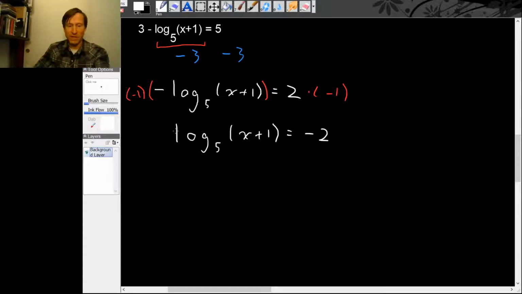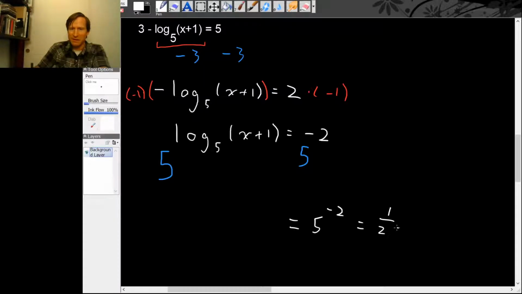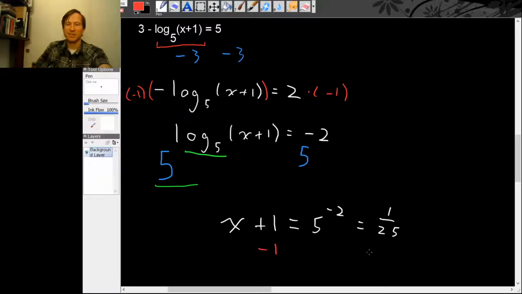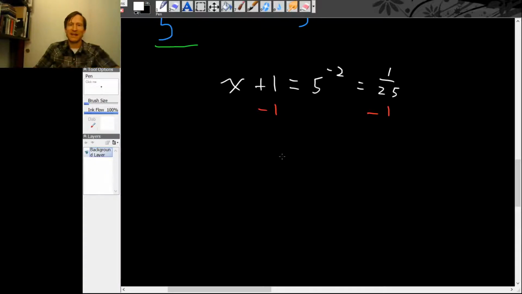So we can go ahead and use each side of the equation as an exponent for a base. It's easiest to use the base that matches the logarithm. So let's use each side of this equation as an exponent on 5. On the right-hand side, we get 5 to the minus second power, which is 1 over 5 squared, that's 1 over 25. And on the left-hand side, again, we have a log base 5 inside of an exponential base 5. And these undo each other. So we're just left with x plus 1. And then finally, finish solving for x. We can just subtract 1 from both sides. And we get x is 1 over 25 minus 1. That's negative 24 over 25. Okay, that's not so bad.